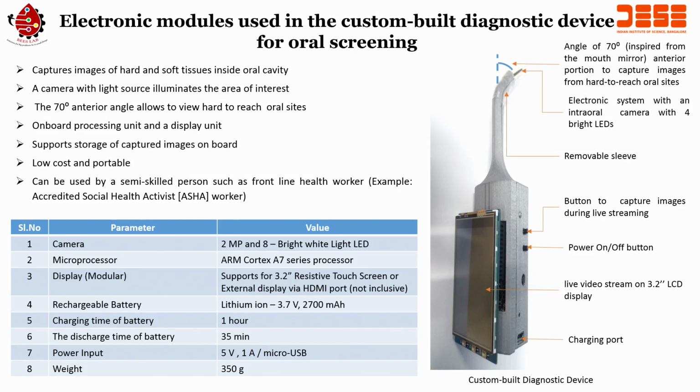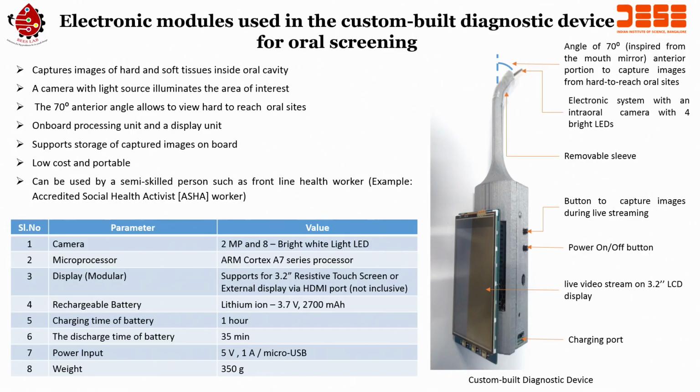If you see further, once you put it in the mouth, there should be a sleeve that you can just throw out, and you can put a new sleeve on for the next patient. So, there is a removable sleeve. There is an electronic system with an intraoral camera with 4 bright LEDs in the front, and like I said, a live video stream is possible. We are trying to add wireless capability to the system, so that it is easy to use for a remote pathologist, and also for the ASHA worker.